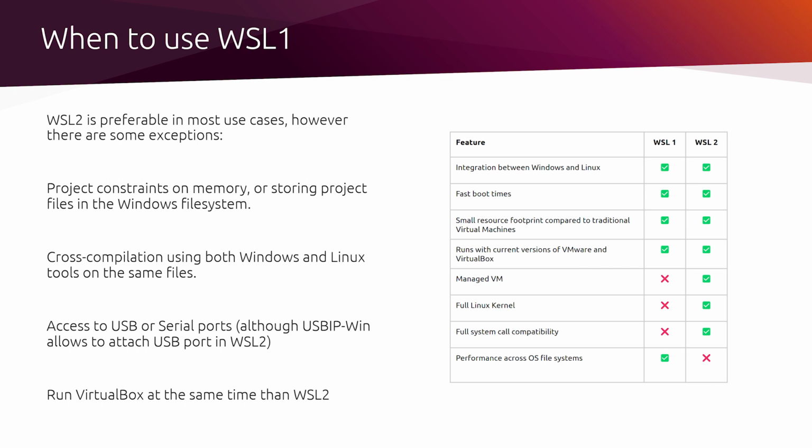So if we compare side by side, the integration between the host and the Linux operating system is the same, it boots very quickly, so it's sub-second boot, small resource footprint. If you want to run VMware and VirtualBox at the same time, you'd prefer to have WSL1. The advantage of WSL2 is that it's a managed VM, so you don't have to bother with VM management tools. You have full kernel support in WSL2, full system call compatibility, and cross-file system operation is far better on WSL1.